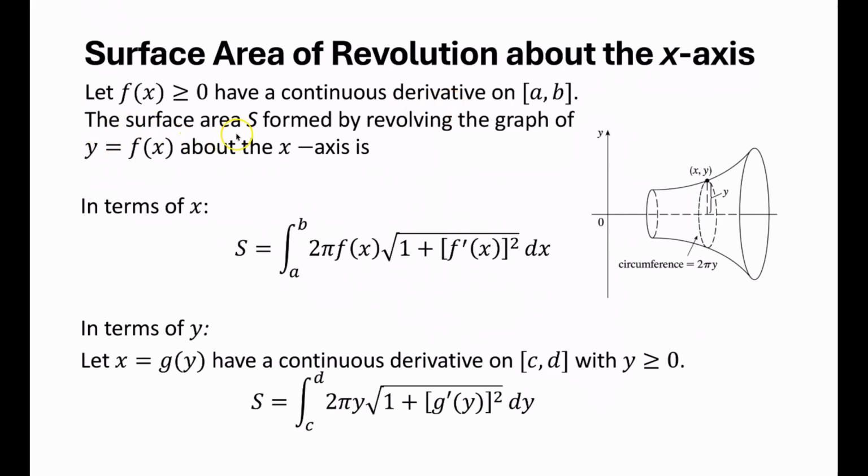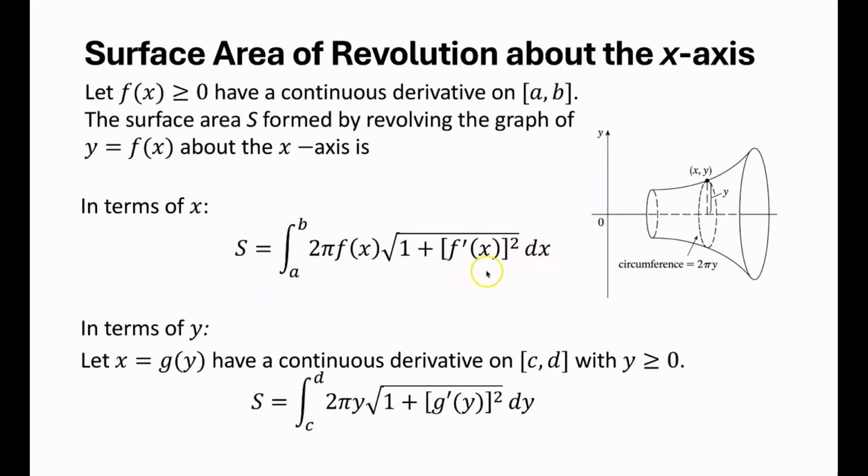The surface area, S, formed by revolving the graph of y equals f of x about the x-axis is, in terms of x, so first we're going to do this in terms of the x variable. So it's going to be, obviously, an integral. The integral from a to b of 2 pi f of x times the square root of 1 plus the quantity f prime of x squared dx.